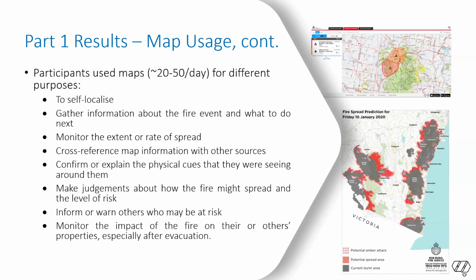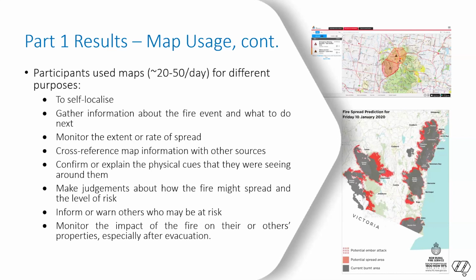Participants were also using mapped information to cross-reference that with other sources. They were using maps to confirm or explain the physical cues that they were seeing around them. So for example, smoke or emergency response crews or vehicles responding to the fire event. Another reason was to make judgments about how the fire might spread or the level of risk to themselves or their loved ones. People were also using maps to inform or warn others who may be at risk.